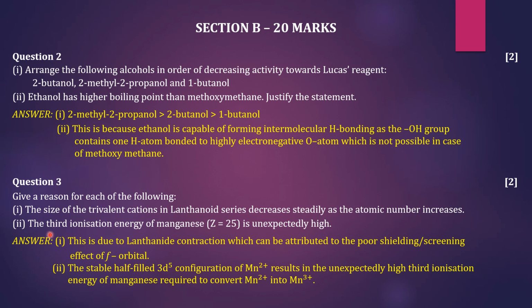Now question number 2, the third ionization energy of manganese is unexpectedly high, because third ionization energy means conversion of dication to trication, Mn2+ to Mn3+. So Mn2+ has 3d5 configuration, so it will be difficult to convert it to Mn3+ which has d4 configuration, because 3d5 is a half filled subshell which is highly stable.